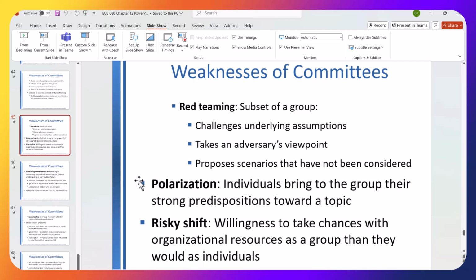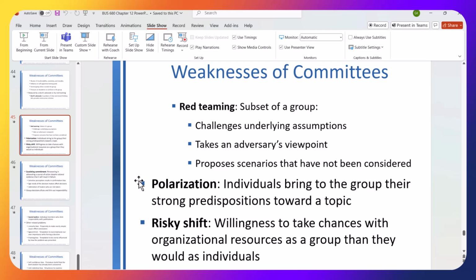Weakness of committees. A subset of a group challenges understanding, assumptions, takes an adversarial viewpoint, proposes scenarios that may not have been considered. So this is basically when somebody's playing devil's advocate, but they're not doing it in a positive way. They're trying to undermine. And when you see this, it's red teaming.